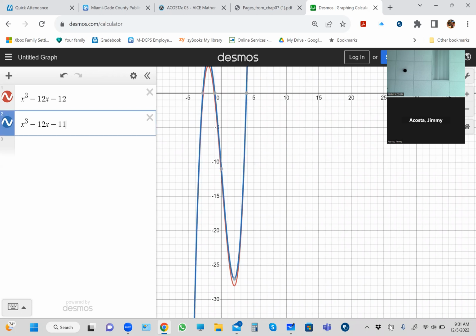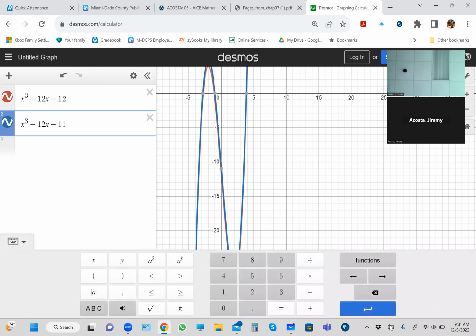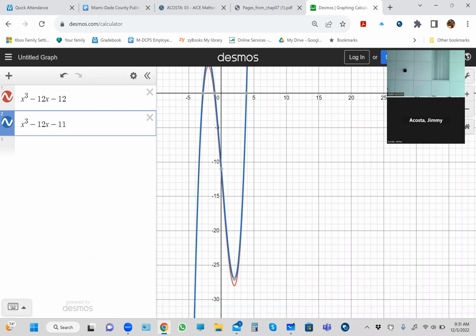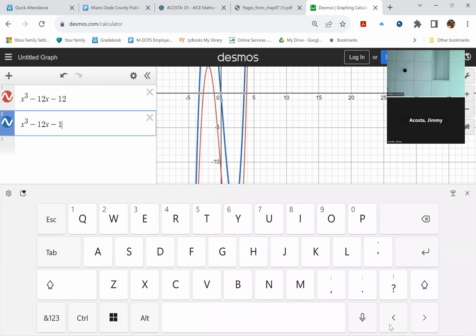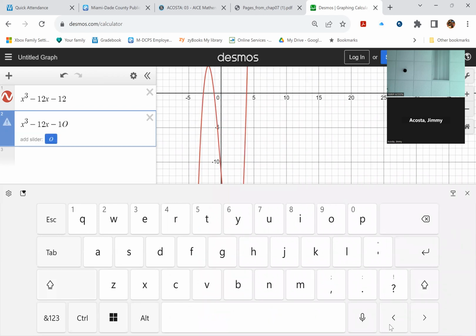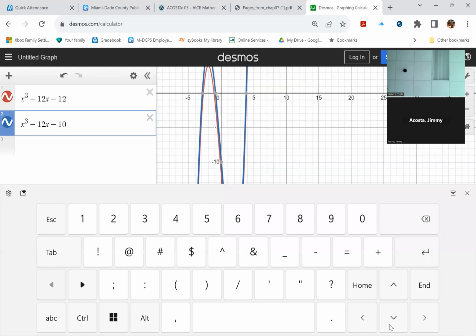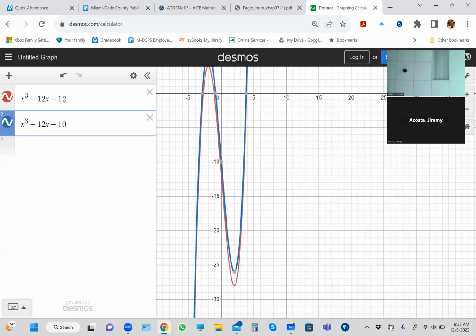Now, look what happens when I change it just a bit. Another bit. I can't do it there. Give me a second. Let's say I change it to 10. No, not 0, 10. Did it go up a little bit more?